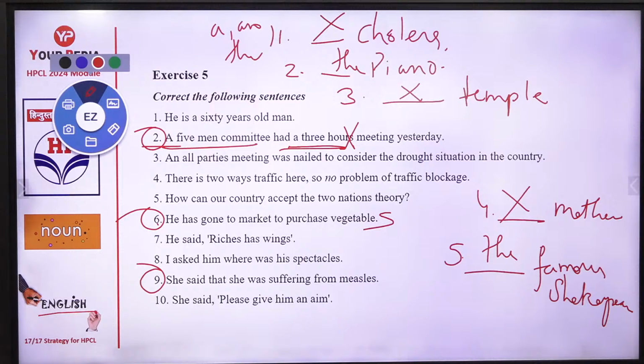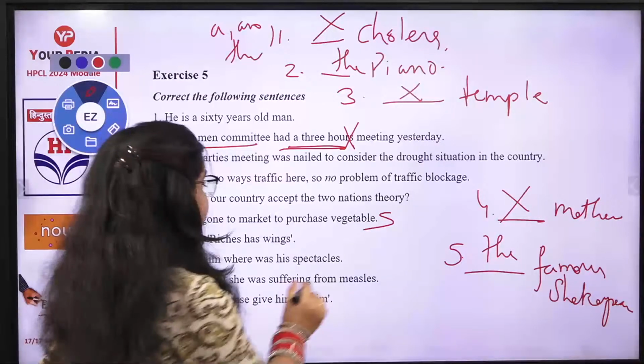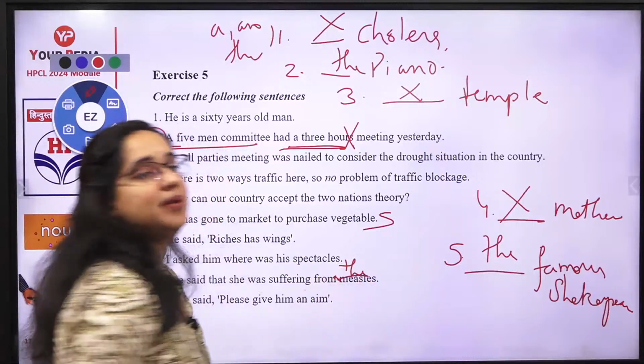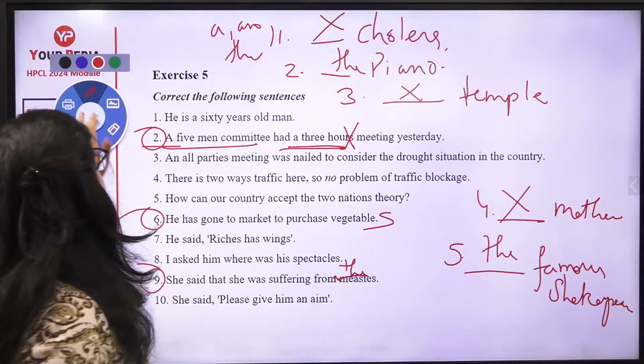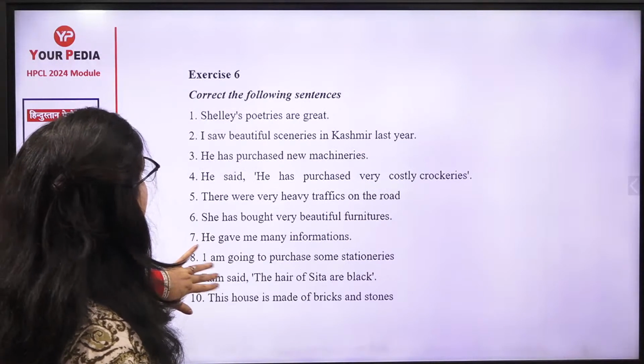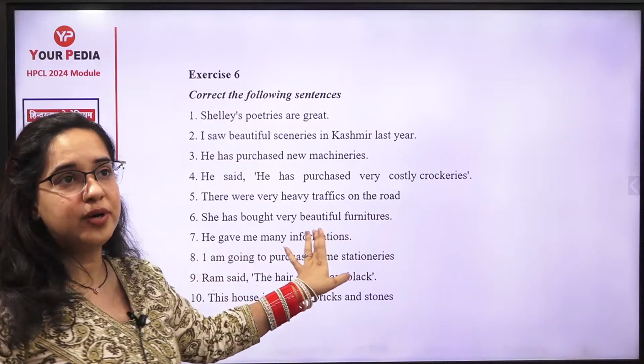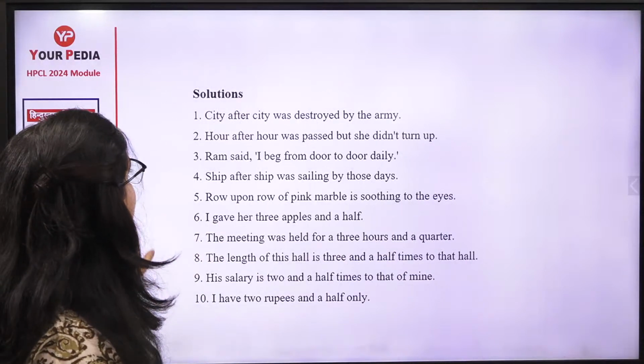सही है गलत है? The measles. Very nice, guys. You are intelligent. It will be the measles. Why the measles? Because we had taken the rule कि जब भी measles लगेगा उसमें क्या आ जाएगा? D लगेगा. Good. So this is something. 2 more you want to do it? 2 more questions. Let's do.